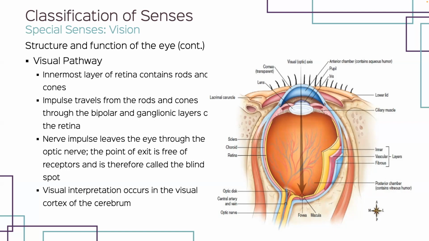After leaving the eye, the optic nerve enters the brain and travels to the visual cortex of the occipital lobe of the cerebrum, and eventually visual interpretation of the nervous impulses generated by light striking the retina will result in vision.